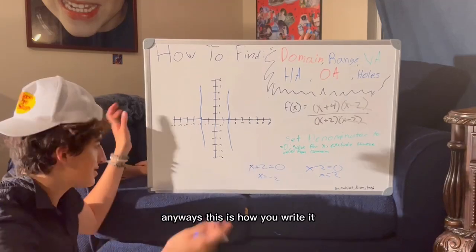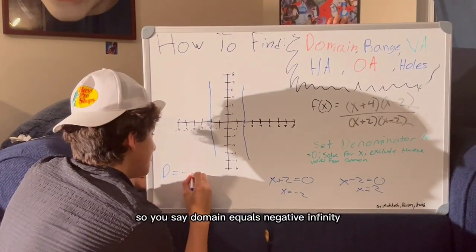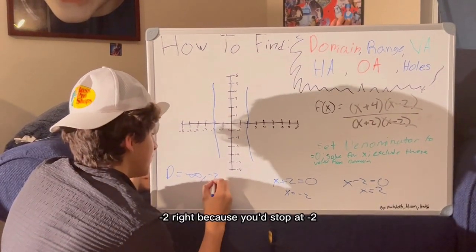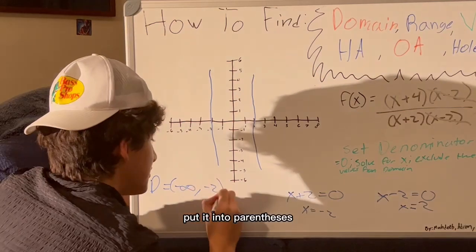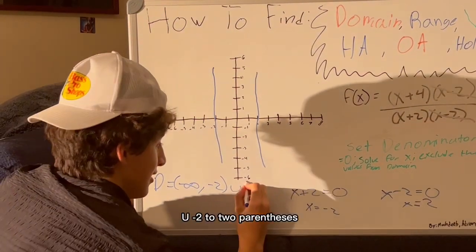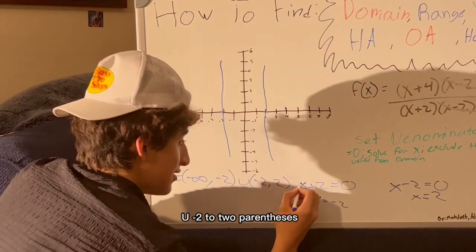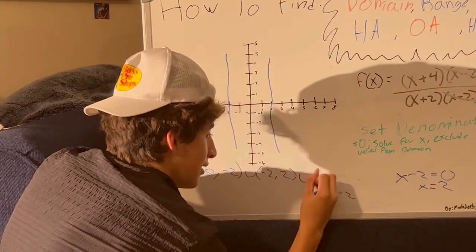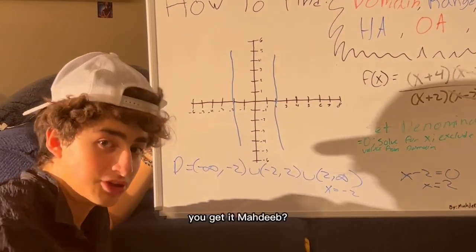Anyways, Madib, this is how you write it. So you'd say domain equals negative infinity to negative 2, right? Because you'd stop at negative 2. Put it into parentheses. U, negative 2 to 2, put into parentheses. And then we're going to make some space here. And we're going to do U 2 to infinity. You get it, Madib?